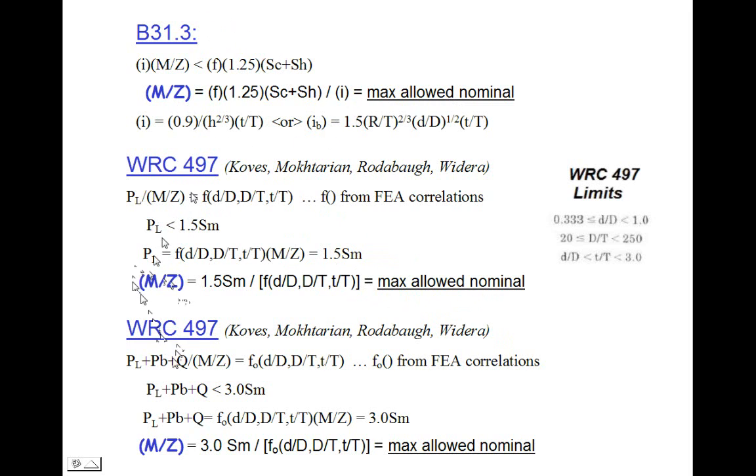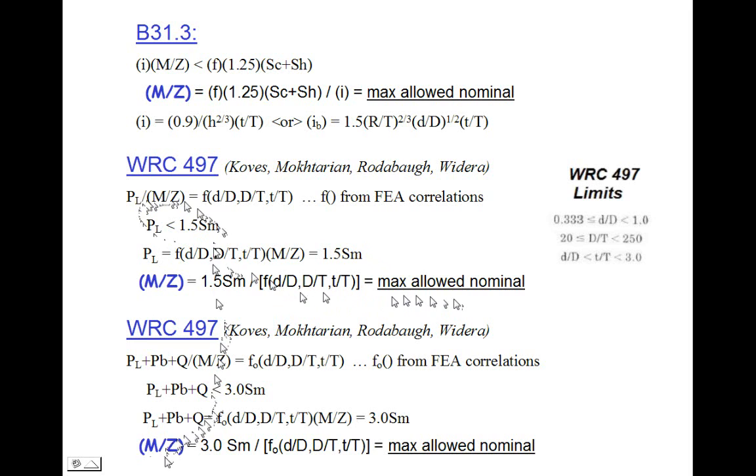Additionally, WRC 497 gives me the same correlation for PL plus PB plus Q stress intensities. So I can do the same. I can divide the function given to me in WRC 497 by M over Z to get the PL plus PB plus Q. I can set it equal to 3 SM. I then pull this to the other side to get the maximum allowed nominal nozzle stress. And I'm going to plot four values. M over Z, maximum allowed nominal nozzle stress to satisfy the PL less than 1.5 SM requirement.